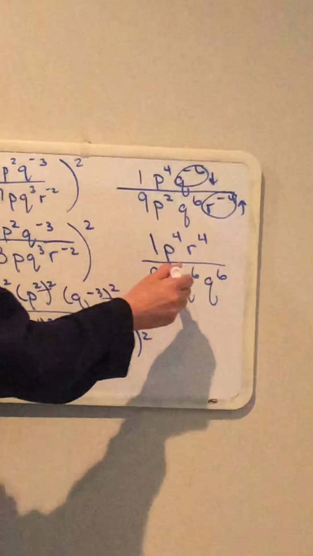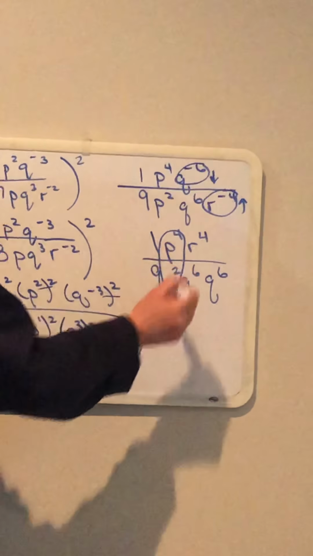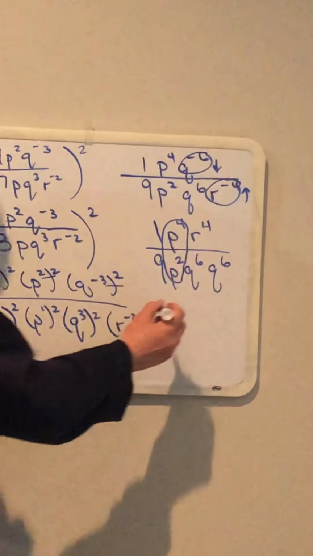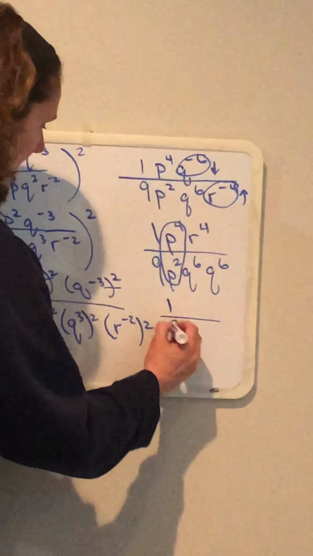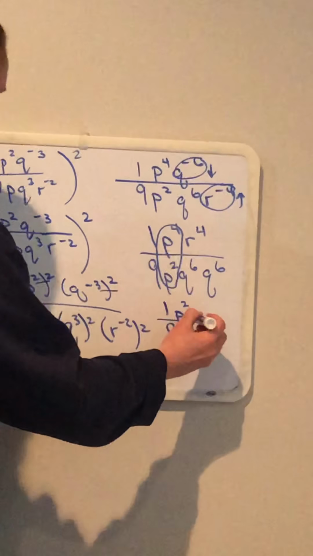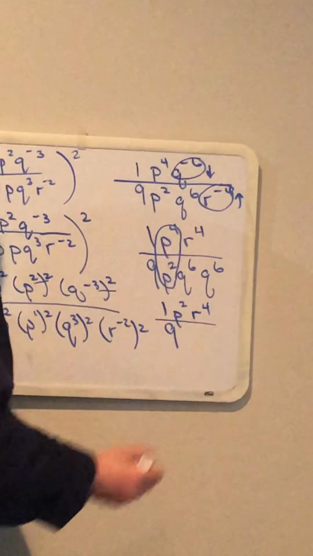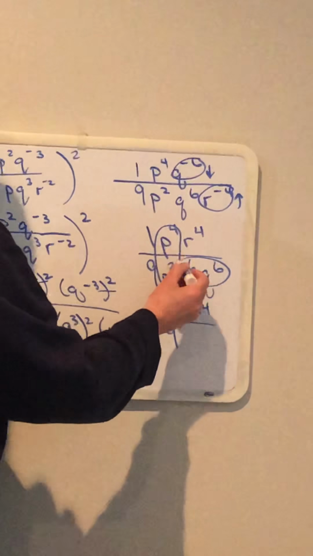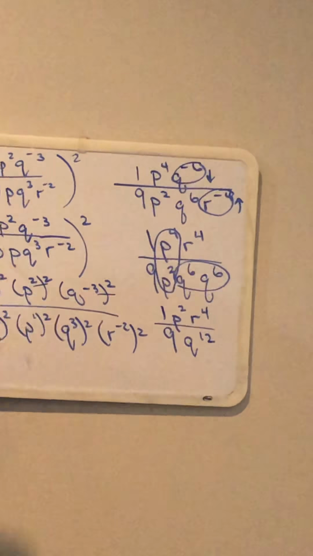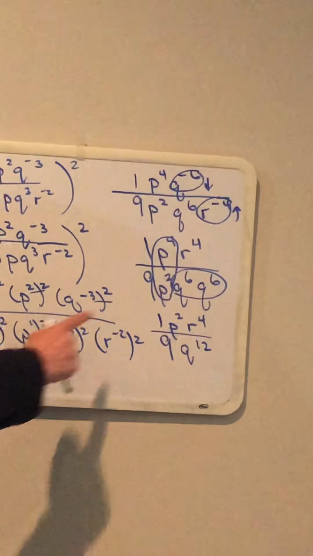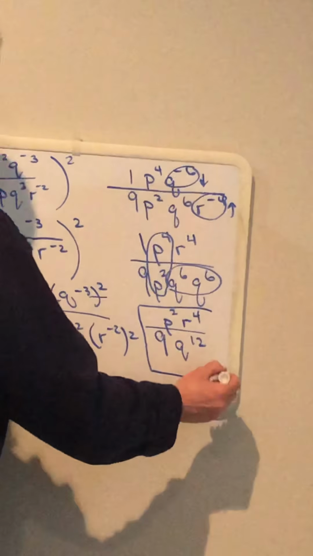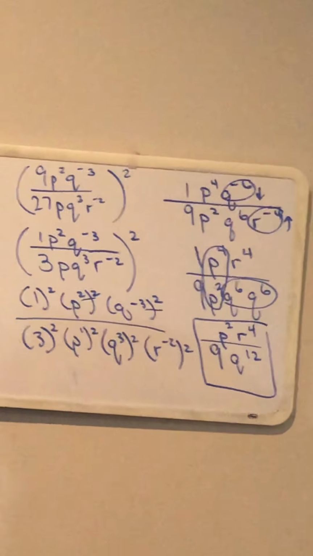Now I can clearly see the p's have to be subtracted. 4 minus 2 is 2, so it's going to be p to the second in the numerator. r to the fourth has nobody to work with, so r to the fourth just stays there. And then q to the sixth and q to the sixth, they add and make q to the 12th. That is your final answer, unless you want to take the 1 out of it, because you don't need it. And that's number 14. Great job, guys. Have a good day.